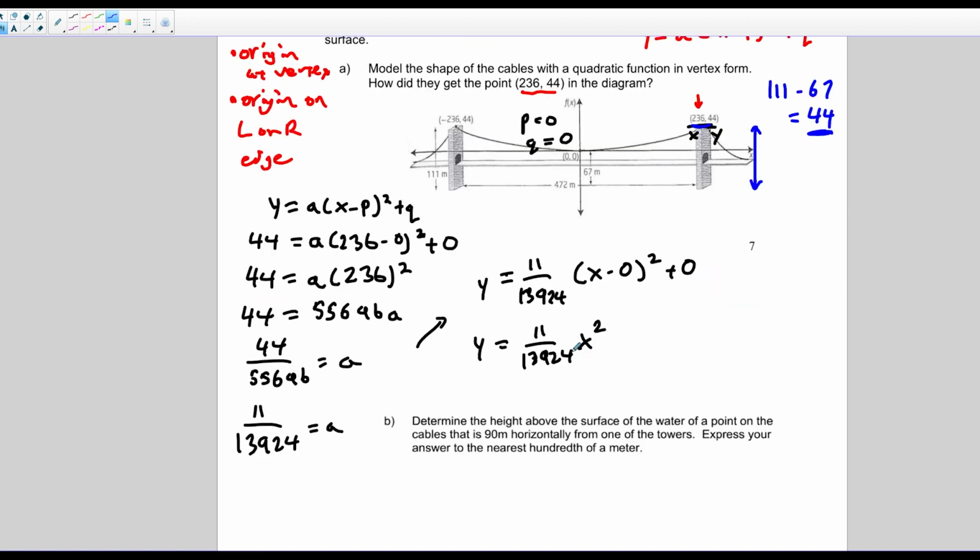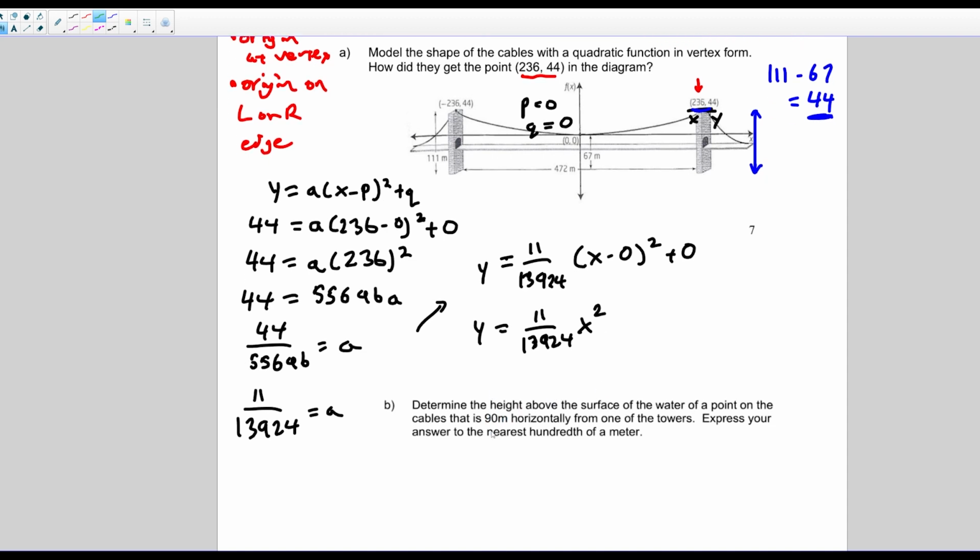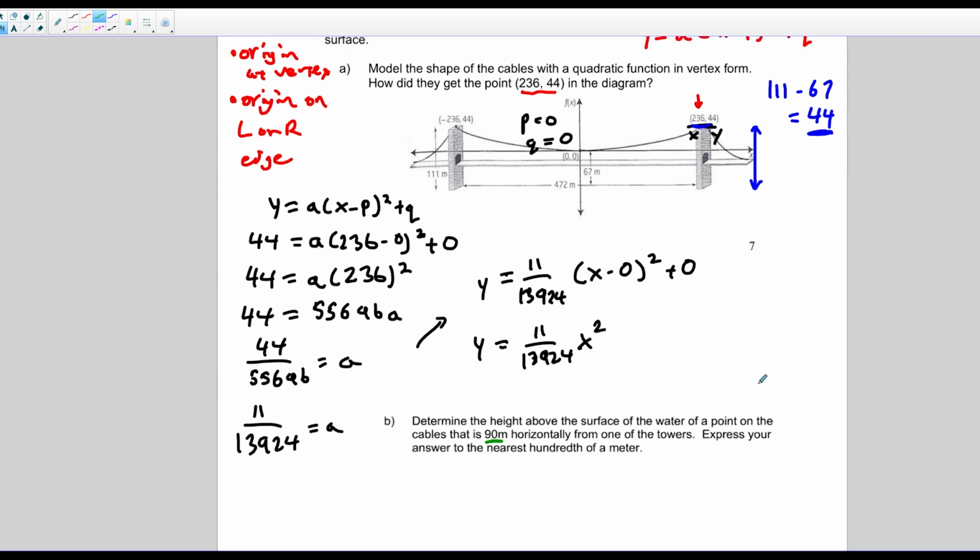For this next question, we're going to go ahead and determine the height above the surface of the water of a point on the cables that's 90 meters horizontally from one of the towers, and express our answer to the nearest hundredth of a meter. So the key things to note here is, since we're looking at something that is 90 meters horizontally from one of the towers, basically we are just going to move 90 meters this way from at least the right tower, which means that somewhere over here we're going to end up at 236 minus 90, which gives us 146. So our X value for this point is going to be 146.